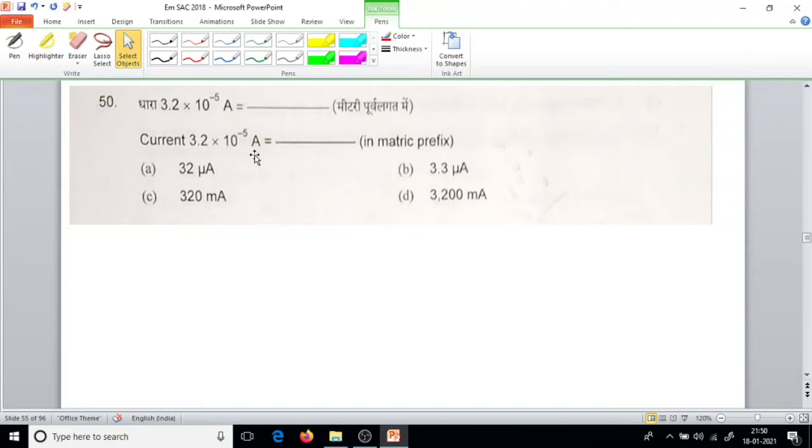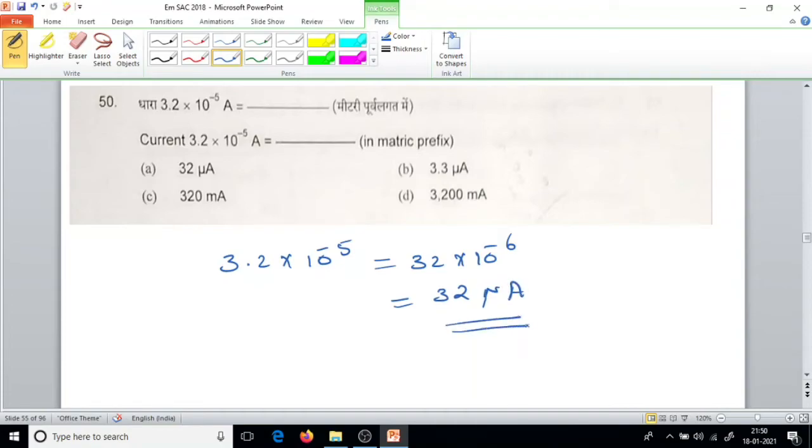3.2 multiplied by 10 to the power minus 5 amps. It can be written neatly. Then what is given? 3.2 into 10 to the power minus 5 is given, which can be written as 32 into 10 to the power minus 6, which is equal to 32 micro amps. So the answer is option A, 32 micro amps.